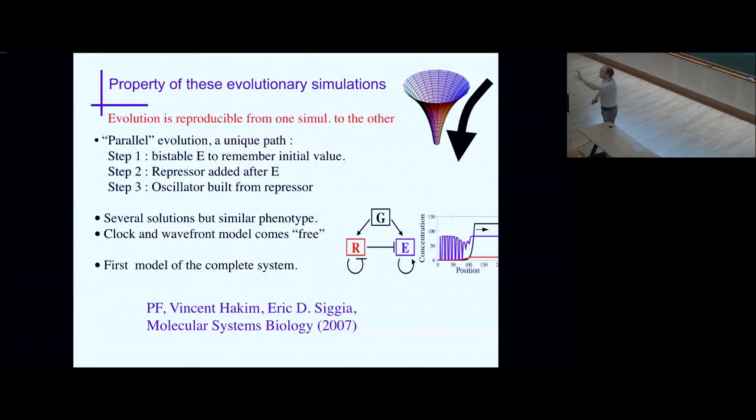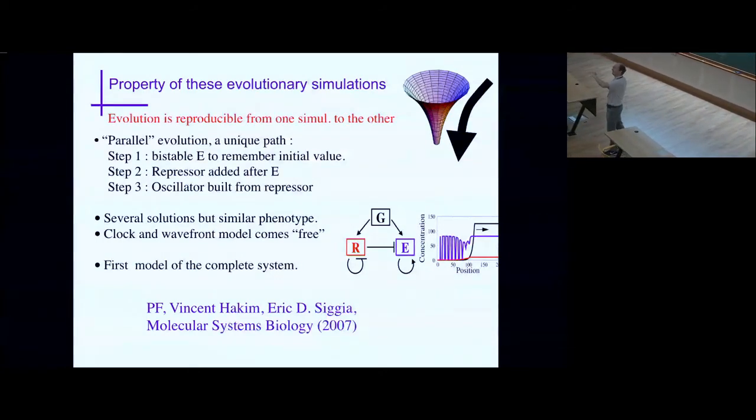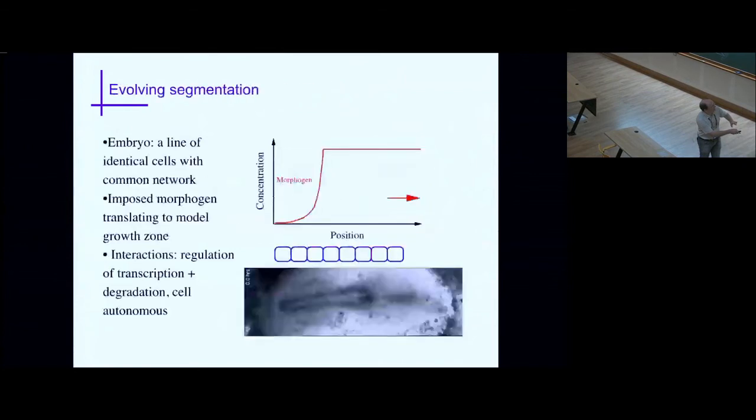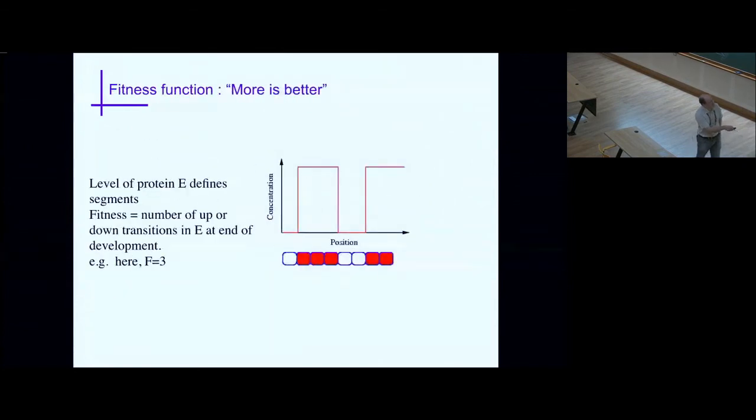No period. I'm just selecting for my fitness. I'm just counting how many transitions you have from a low to a high region of E. So the idea is that I have a line of cells. In some cells a gene is on, in other cells the gene is off. And what I want is as many alternations as possible between high regions of E and low regions of E.